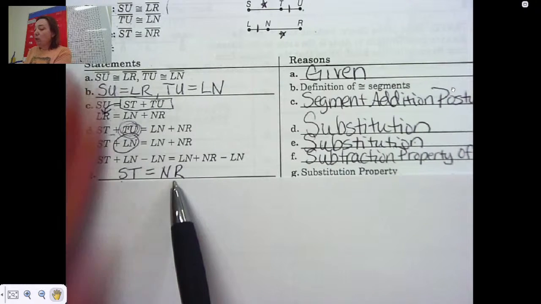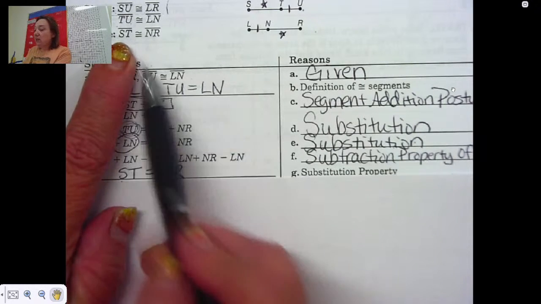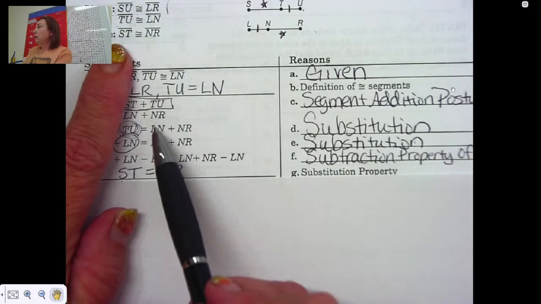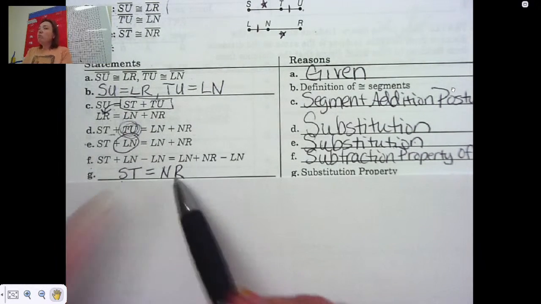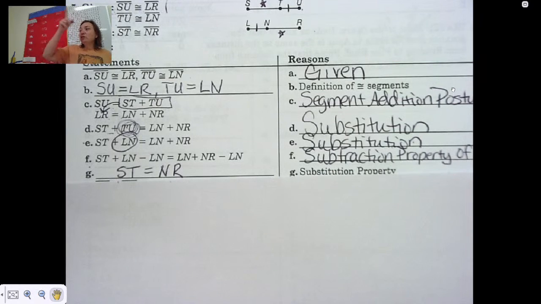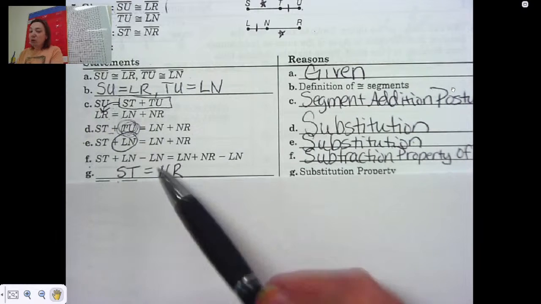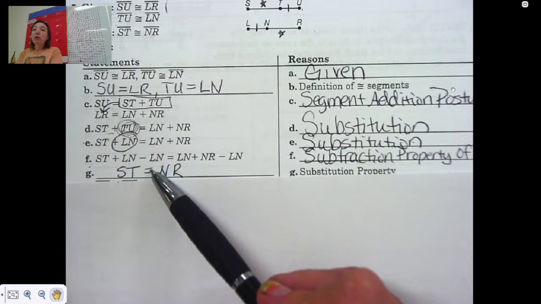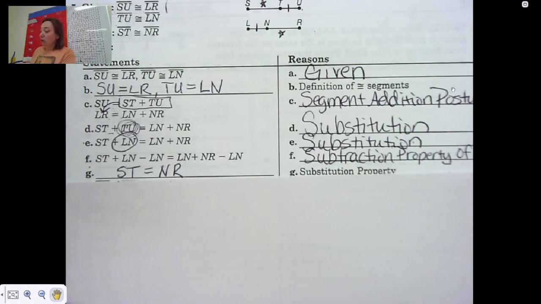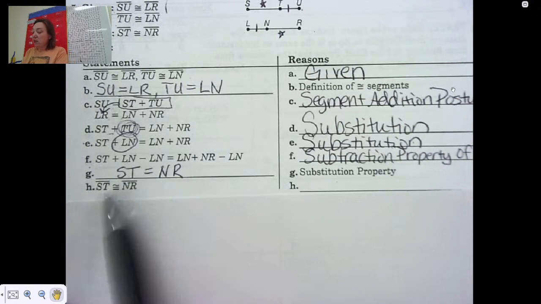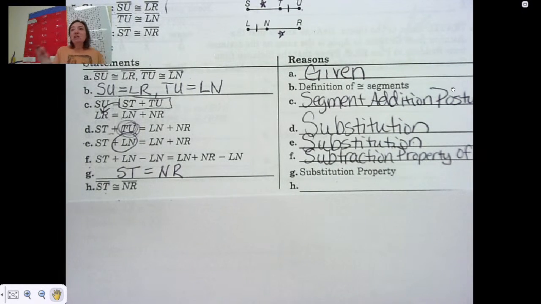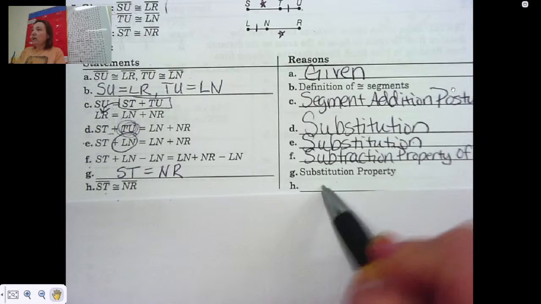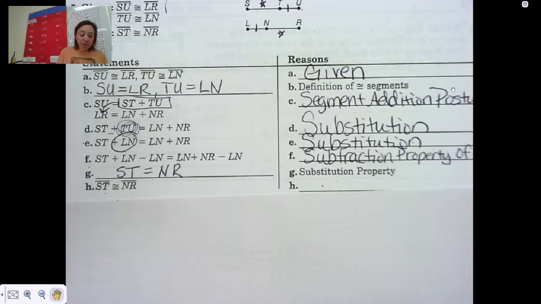Now, remember what we were trying to prove: that ST is congruent to NR. But if we know their measures are the same, what do we know about the shapes themselves? They are the same. If we know the measures are equal, we know the shapes are congruent. So our next step is to say, if they're equal, the shapes are congruent. So what is our reason for knowing this? Anybody have an idea what our reason for this would be?